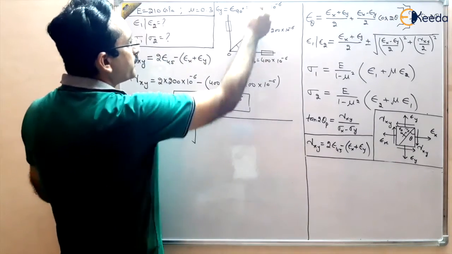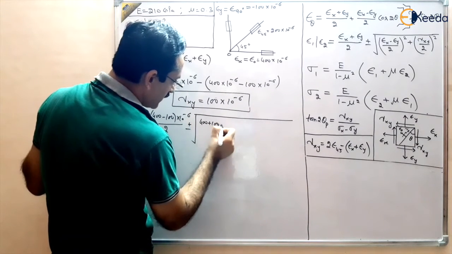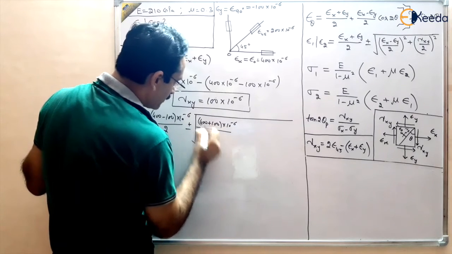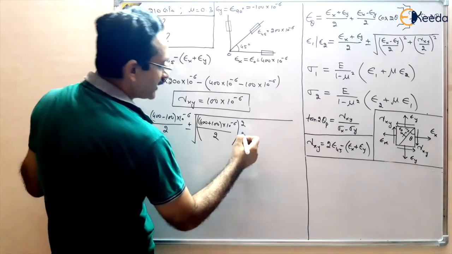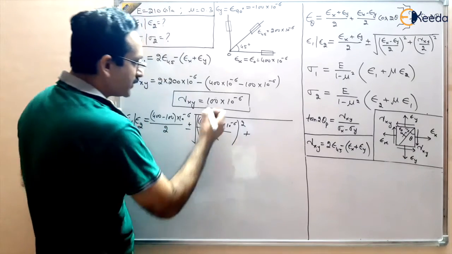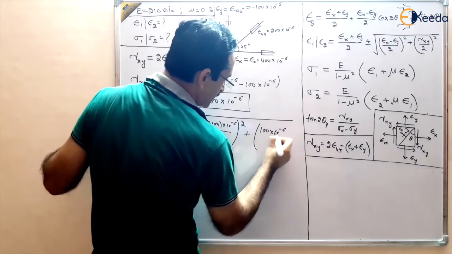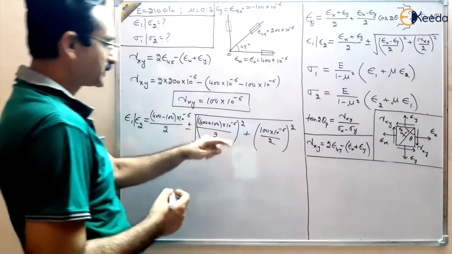So this is 400 plus 100, 400 plus 100, into 10 to the power minus 6, divided by 2 whole square, plus gamma xy by 2 whole square, plus this 100 into 10 to the power minus 6 by 2 whole square. So this is our epsilon 1, epsilon 2.